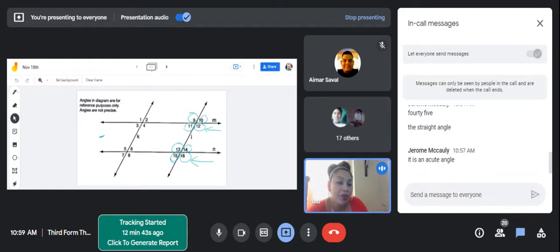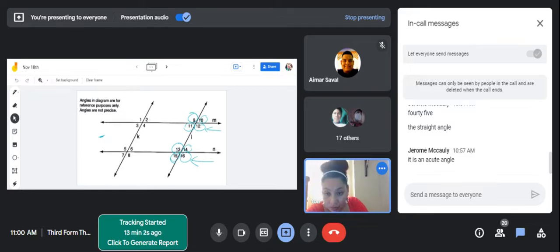What are other corresponding angles that you can see in this diagram? 1 and 5, miss. 1 and 5, very good. What else? 2 and 6. 2 and 6, very good. You have 3 and 7, and you have 4 and 8. All of those are what we call corresponding angles.